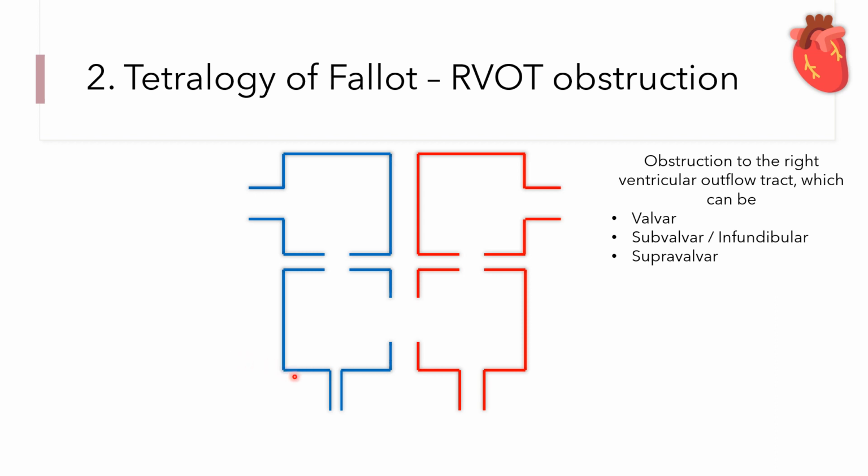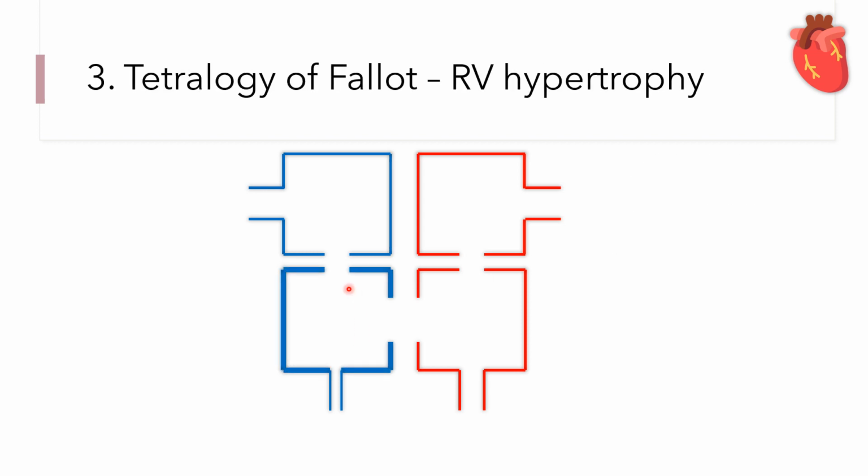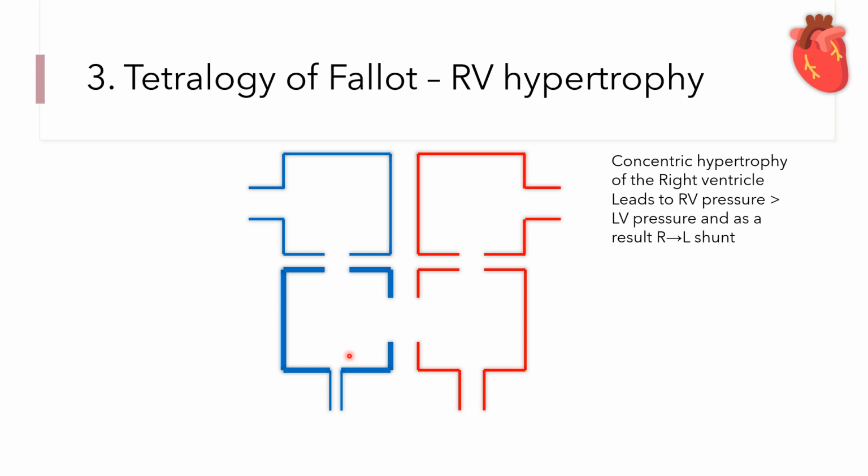So what is the third change that can be seen in a tetralogy of Fallot? The right ventricular hypertrophy. There must be right ventricular hypertrophy. That means the walls of the right ventricle must be hypertrophied. So concentric hypertrophy of the right ventricle.